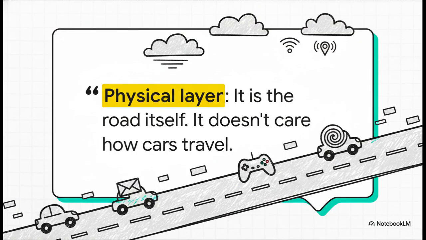To grasp this intuitively, just think of the physical layer as the road itself. The upper layers, those are the cars, the traffic lights, the GPS navigation. But layer 1 is just the asphalt. It genuinely doesn't care if the cars driving on it are carrying emails, massive video games, or 4K streaming movies. It never checks the cargo. It simply provides the physical path for all that data to travel on.